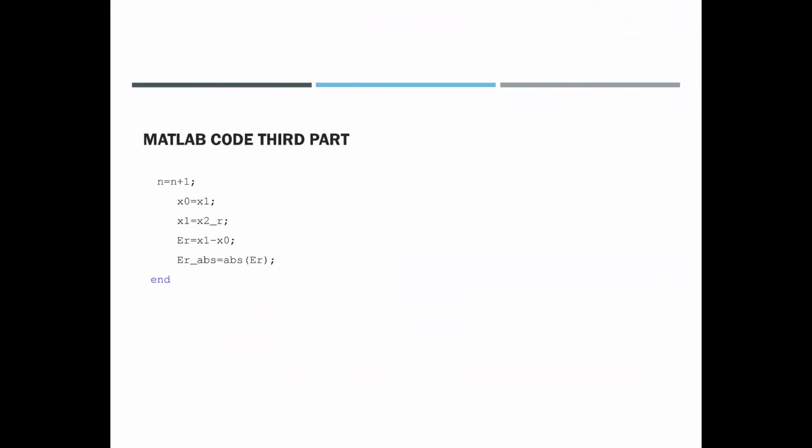Moving on to the rest of the third part of the MATLAB code. This will increment the value of n by 1 and save it to variable n, replacing its previous value. This will assign the current value of x sub 1 to x sub 0. This will assign the current rounded off value of x sub 2 to x sub 1. And then this will compute for the current error term.